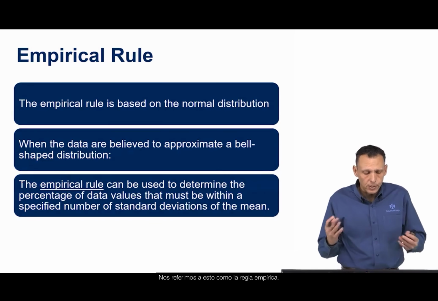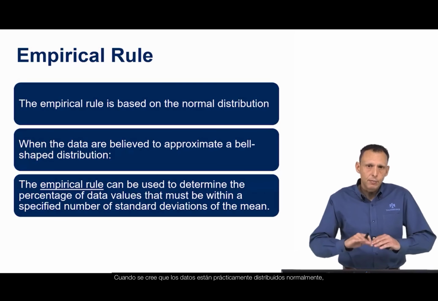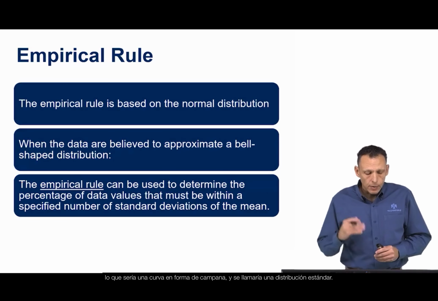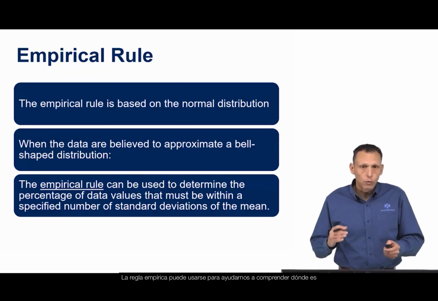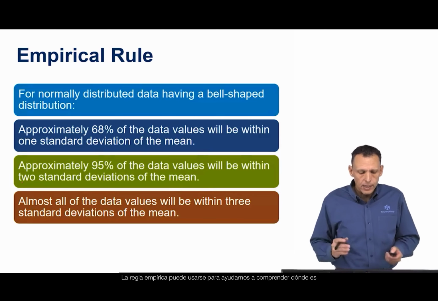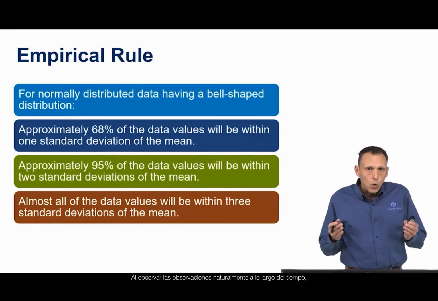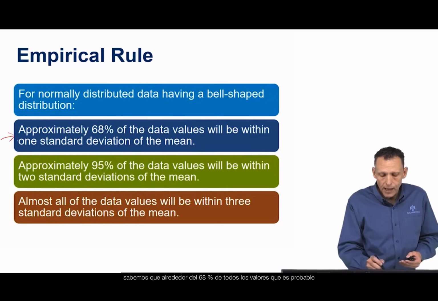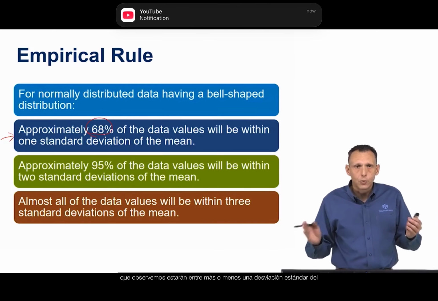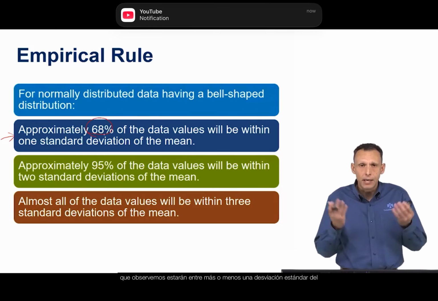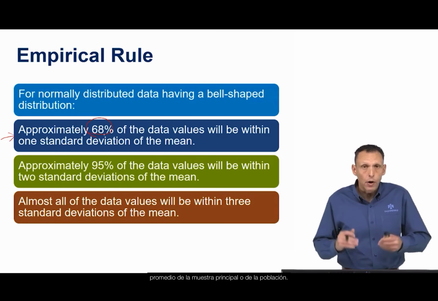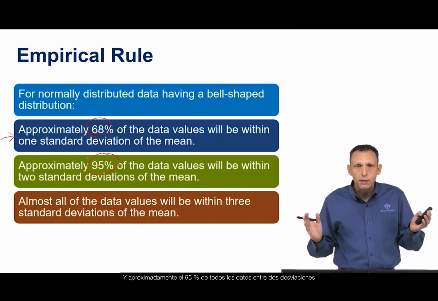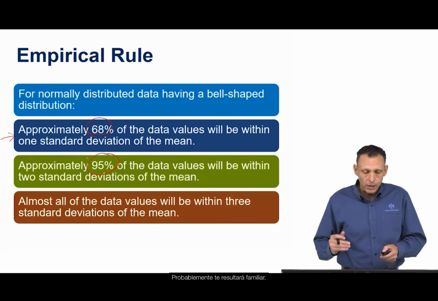We refer to this as the empirical rule. When the data is believed to be practically normally distributed, which would be a bell-shaped curve, called a standard distribution, the empirical rule can be used to help us understand where the data is likely to fall. We know by looking at observations naturally over time that about 68% of all the values that we're likely to observe will fall between plus or minus 1 standard deviation of the mean of that sample or of the population. And approximately 95% of all the data between 2 standard deviations of the mean. And I'll show you what this looks like. It's probably going to feel familiar.